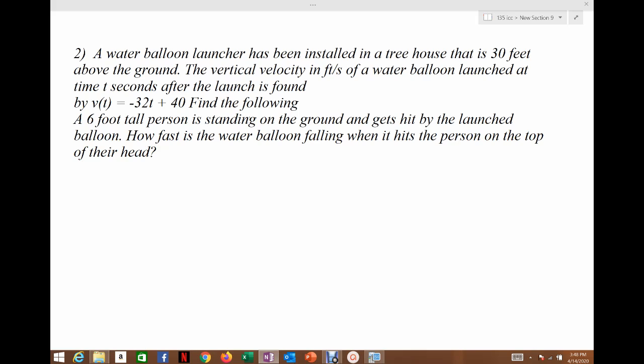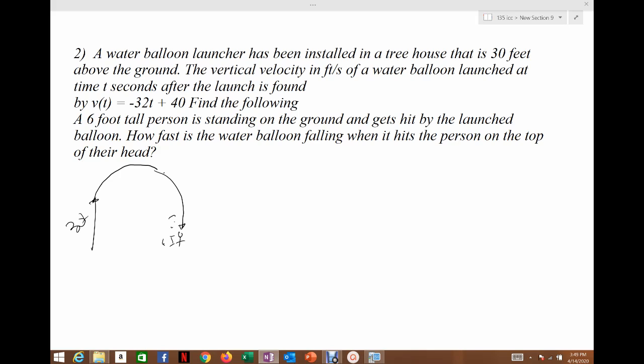A 6-foot tall person is standing on the ground and gets hit by the launched balloon. How fast was the water balloon falling when it hits the person on the top of their head? So we're assuming, again, it's going to go up, come down, and hit the person. Actually, it starts out higher than that. It starts out in my tree house, which is 30 feet above the ground. It'll be launched. It comes up. I've got my person on the ground that's 6 feet up. It comes down and hits them on their head. And we want to know how fast it was traveling at that time. So once it's gone up and come down, how fast was it traveling when it hits the person on the top of their head?